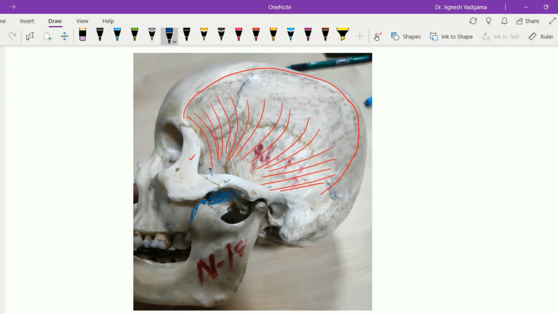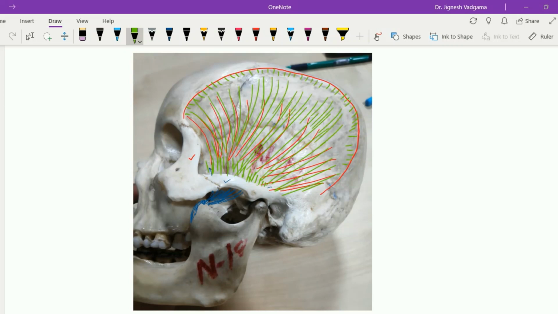This temporalis muscle is covered by one fascia, the temporal fascia, which is a tough fibrous portion attached to the zygomatic arch below, and above it is attached to the temporal lines. So the temporalis muscle is covered by this temporal fascia.